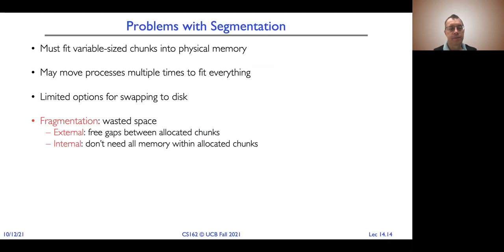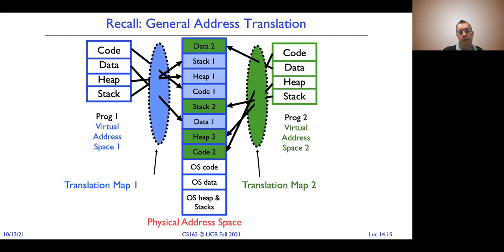There are two kinds of fragmentation, both of which waste space. Internal fragmentation: you don't need all the memory within allocated chunks. And external fragmentation, which is free gaps between allocated chunks. In the example I mentioned to you, I was talking about external fragmentation. Okay. And next we are going to talk also about internal fragmentation.